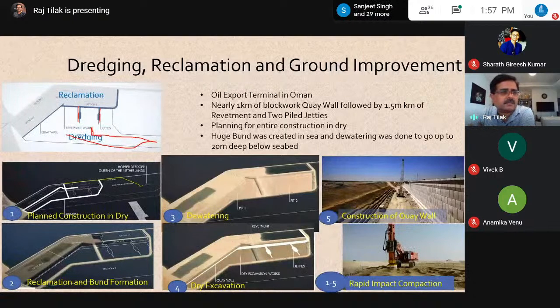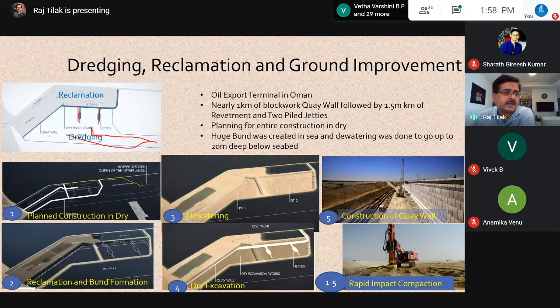So how do we construct it? The water depths here in the sea, probably you can say 0 or 1 here at the root of this whole structure, and it goes to minus 10 or 11 in the distant place as you move away from the coast. So I just wanted to give you a case example, just to know how much engagement of geotechnics is involved when it comes to dredging, reclamation, and ground improvement.